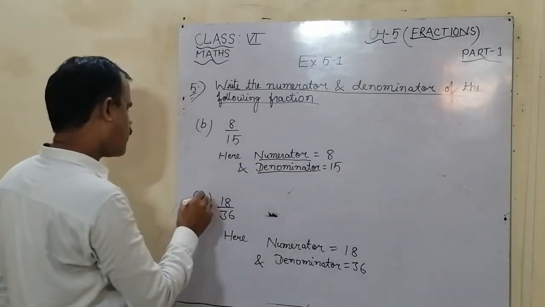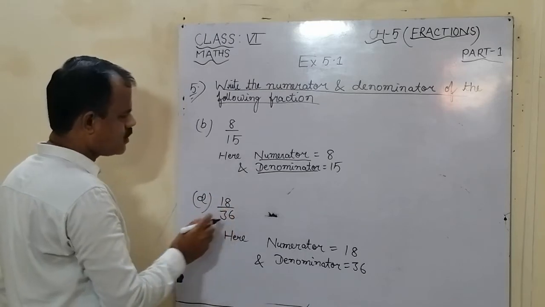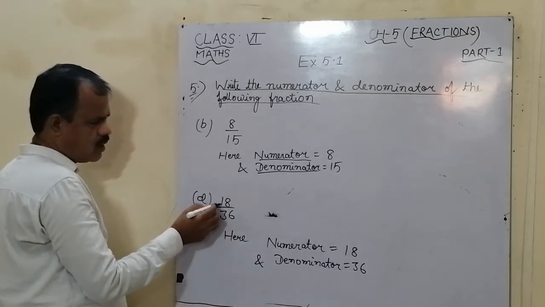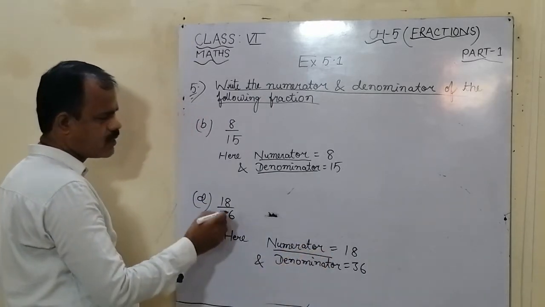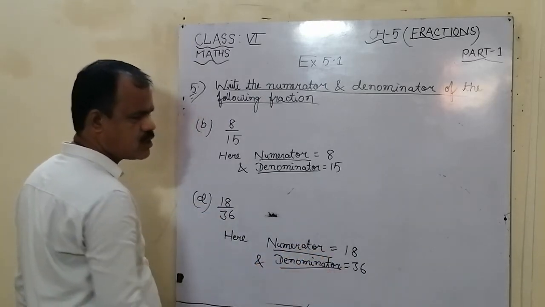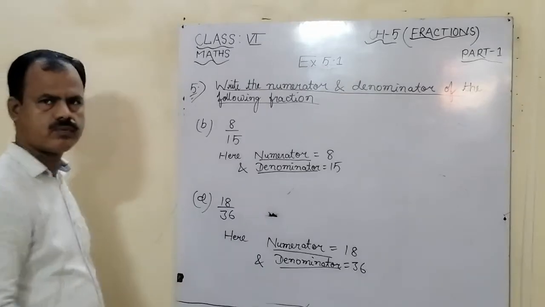See one more part, D part, 18 by 36. Here you see the upper part is 18, so the numerator is 18, and the lower part is 36, so the denominator is 36.